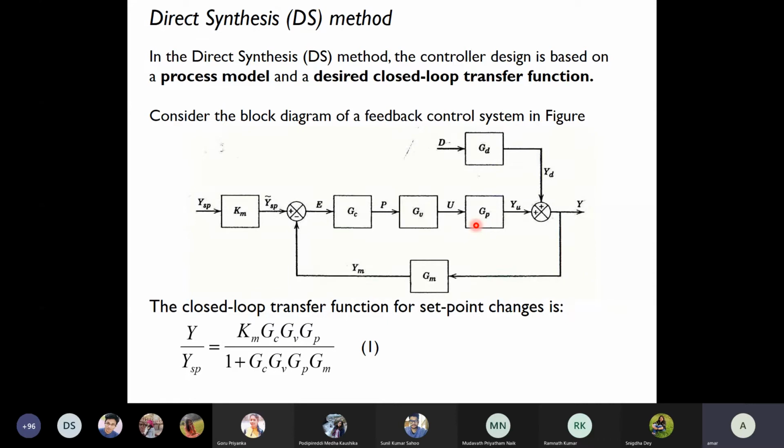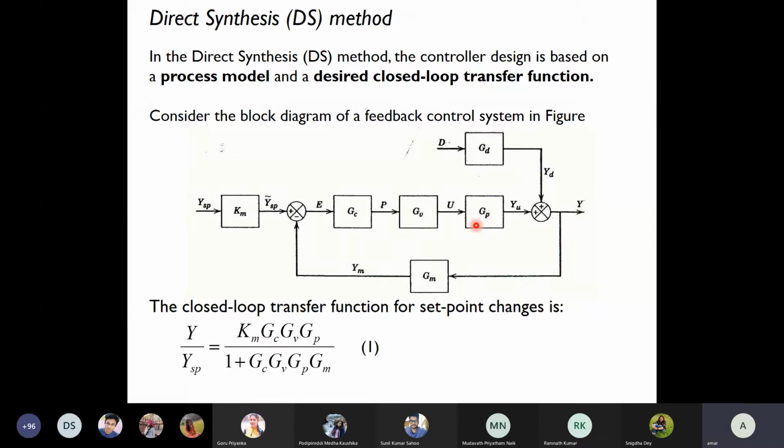Although we are discussing only the conventional controller over here, the direct synthesis method and the next method, internal model control method, both are called model-based controller design methods, which not only give the PID controller tuning parameters, but also give a controller which is not a conventional PID controller. So it will also give different controller equations which may not be a PID controller. That is the advantage of this model-based controller design approach.